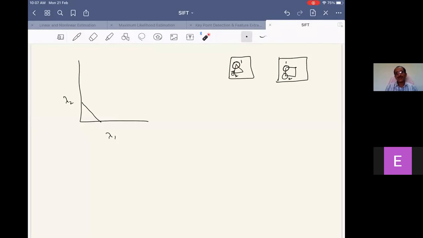Further, what we have discussed is we would like to have key points to be identified irrespective of orientation, irrespective of scale, and irrespective of photometric and geometric variations in the image. So we would like to have the key point identification and feature extraction across all these different scenarios. So given that, we are discussing about scale invariant feature transform. Okay, let's continue our discussion.